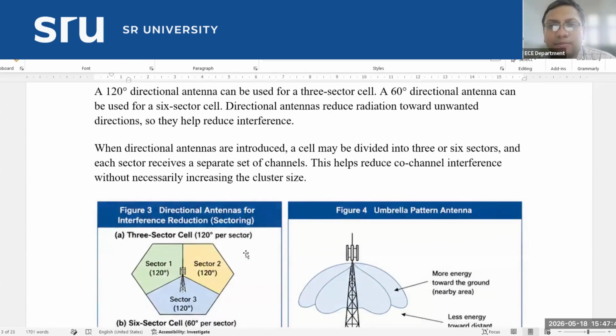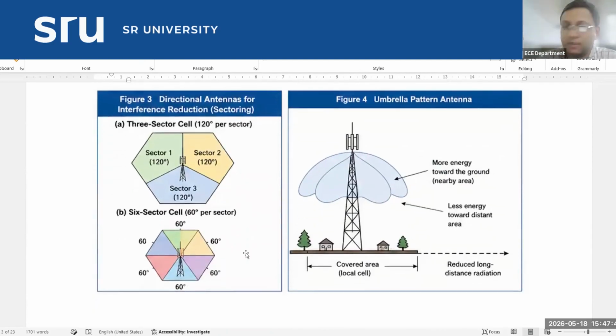So that is why we need some directional antennas as well. The first technique is called sectoring and the second technique is called umbrella pattern. What is sectoring? Suppose I have a hexagon. I will make such an antenna that will have a 120-degree beam width. Then three antennas can cover these three sectors. This is called sectoring.